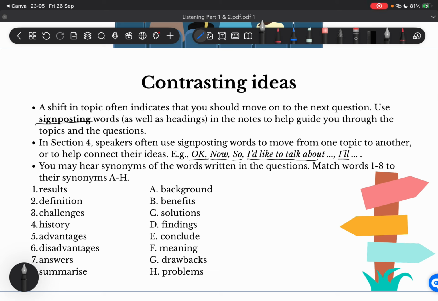So you can use these signposting words in your own speaking. It's very useful. And also for your writing.